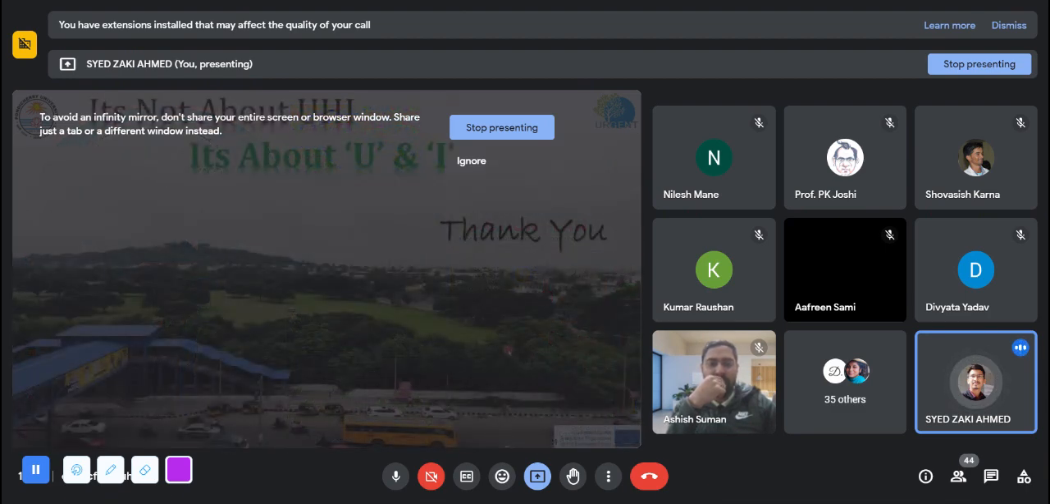So that's it about this presentation. It's not about UHI, it's actually about you and I, how we can tackle this urban heat island and eradicate the problems which are caused due to it.